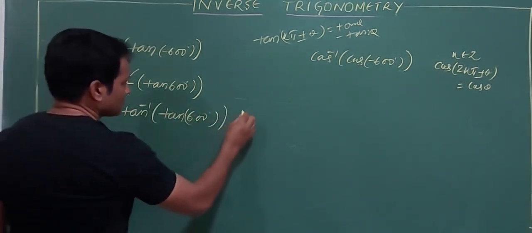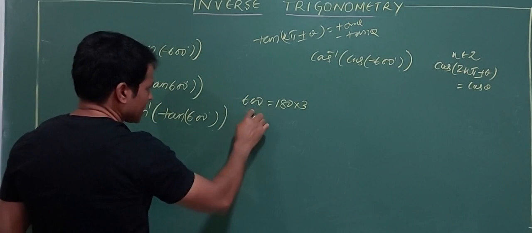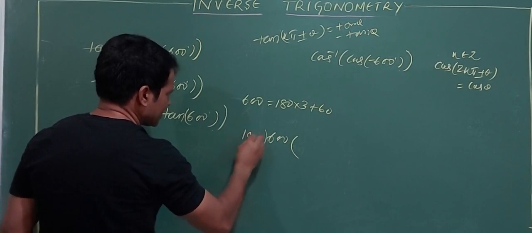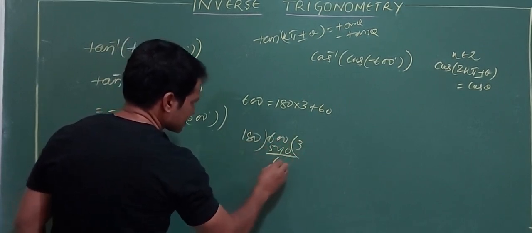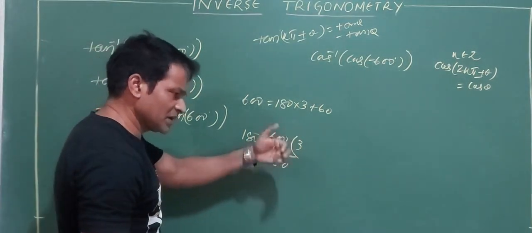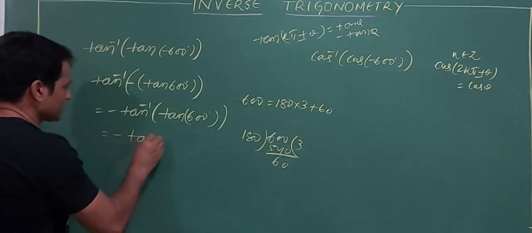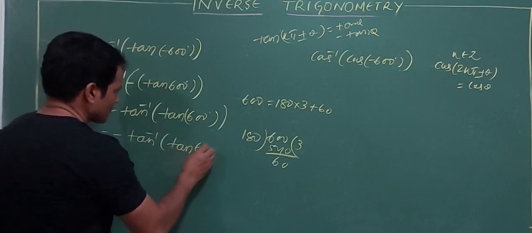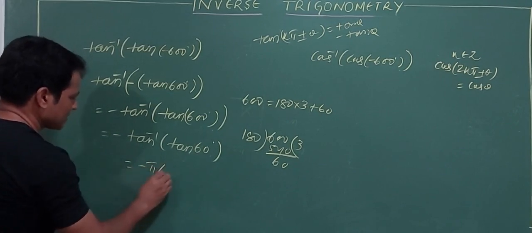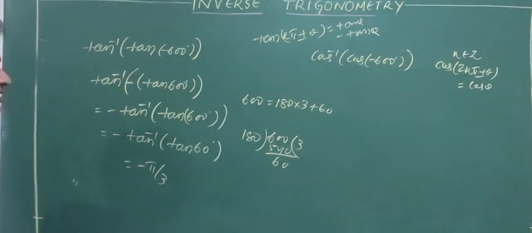Now 600 degree. 180 into 3, because I am doing tan. Tan 180 into 3 is 540, plus 60. That means 600 divided by 180 is 3, 540, remainder 60. So if it is a multiple of 180, that multiple is overlooked and only the remainder I carry. So this is now minus tan inverse of tan 60. 60 degree is pi by 3, so this particular question's answer is minus pi by 3.